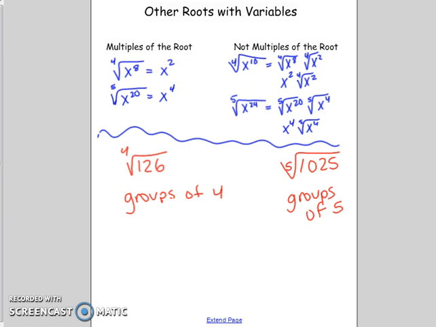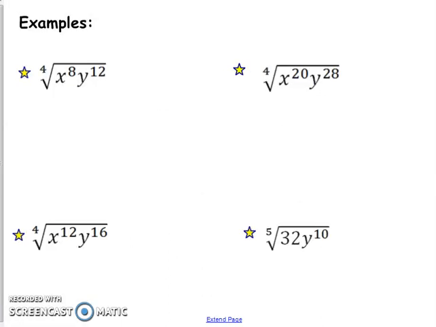So when it was a square root, you were looking for pairs. When it was a cube root, you were looking for groups of 3. If it's a 4th root, you're looking for groups of 4. If it's a 5th root, you're looking for groups of 5, so on and so forth. So if we look at these, we can break each one down.